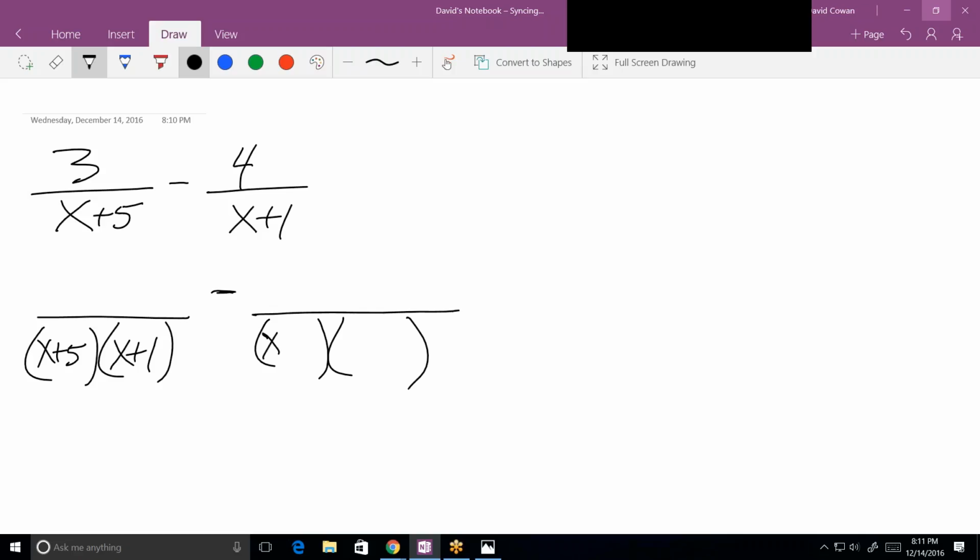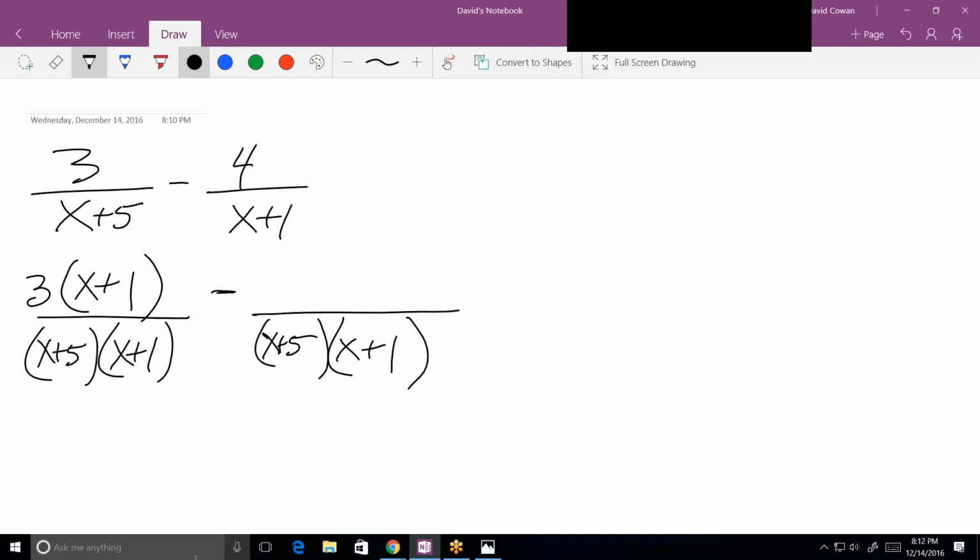It's always better to leave it in factored form unless you have to multiply it out. We may have to at some point, but don't do it until then, and I'll show you why. What goes here? 3. Can I figure out the other term easily, so that it's the same as this fraction here? Yeah, x plus 1. In other words, that x plus 1 cancels with this x plus 1, leaving you with 3 over x plus 5, which is what we started with.